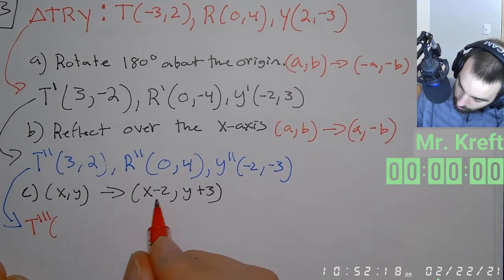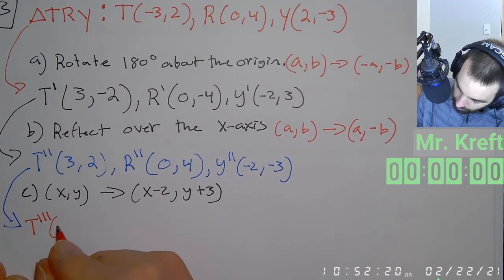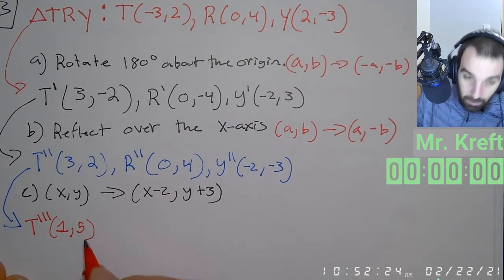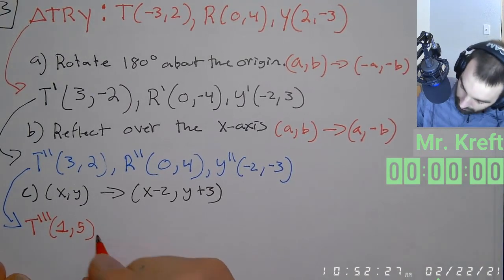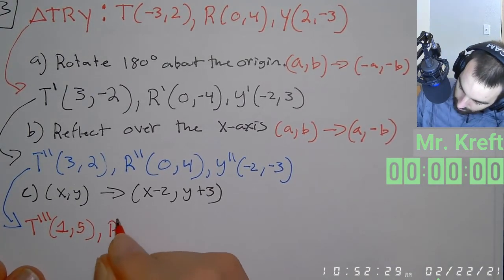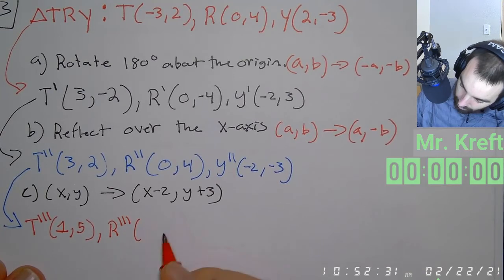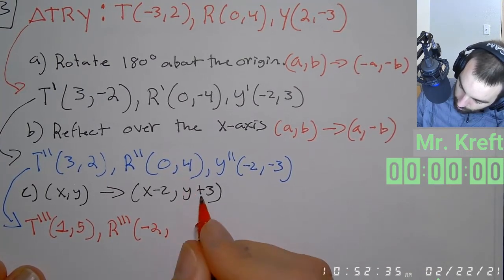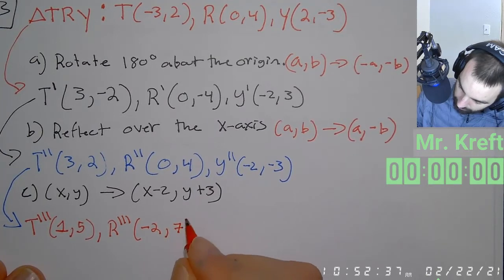So T triple prime, so 3 minus 2 is 1. And then 2 plus 3 is 5. So that's my first one. So 1, 5. And then I have R triple prime. So I'm going to have 0 minus 2 is negative 2. And then 4 plus 3 is 7.